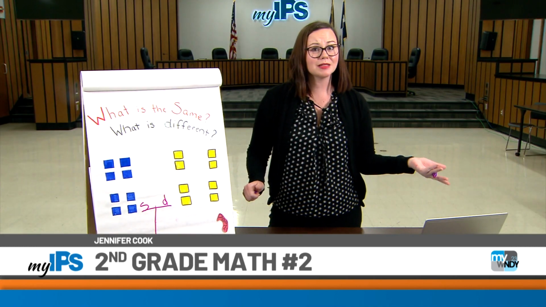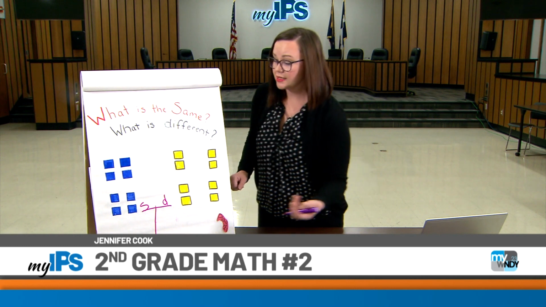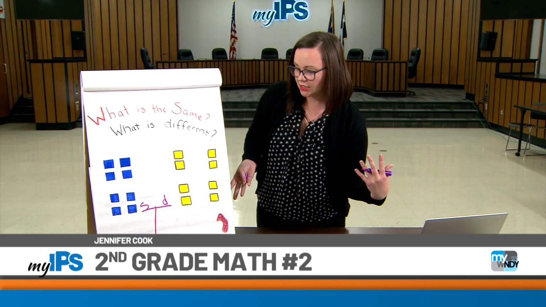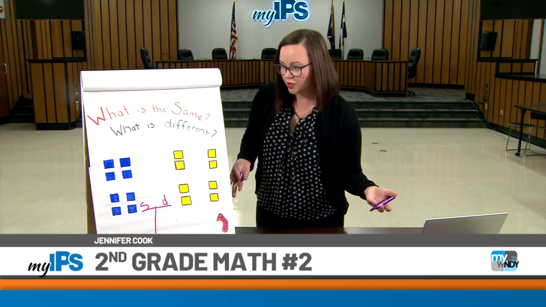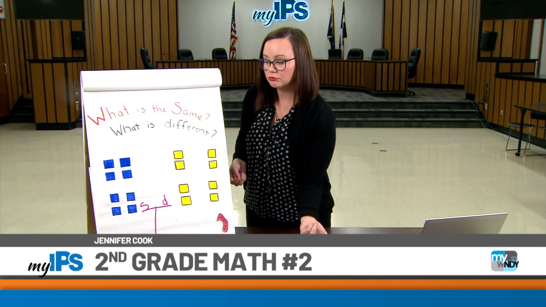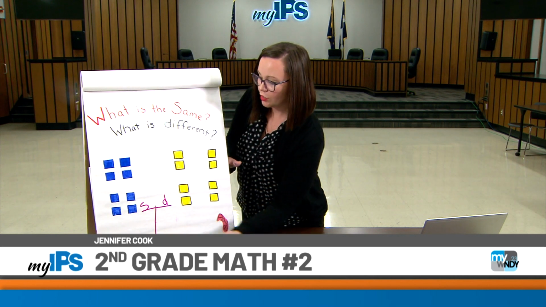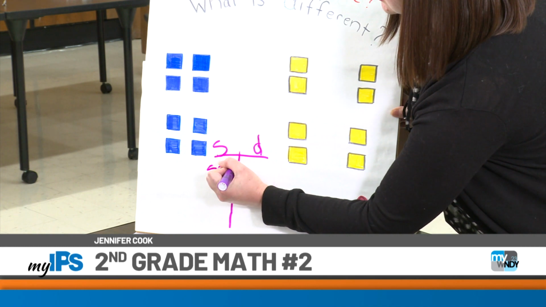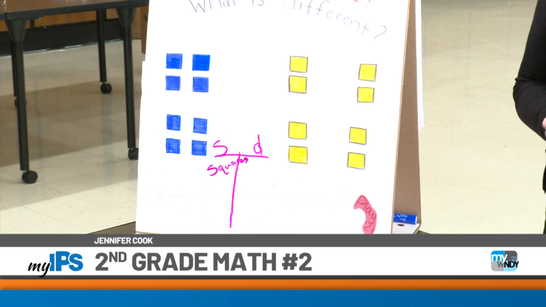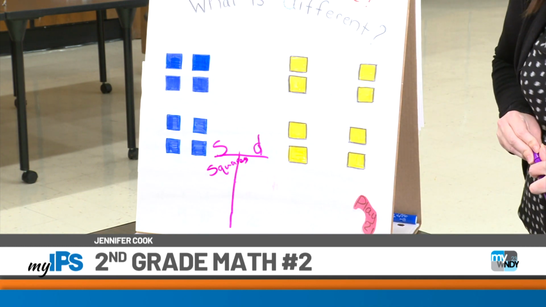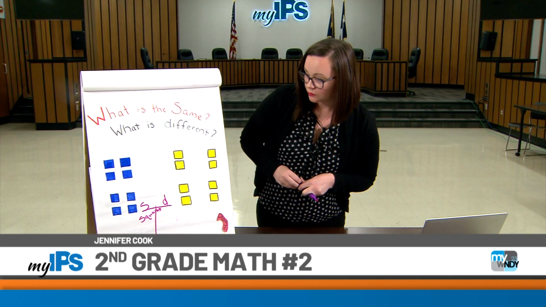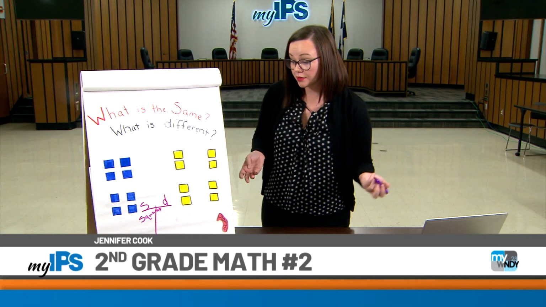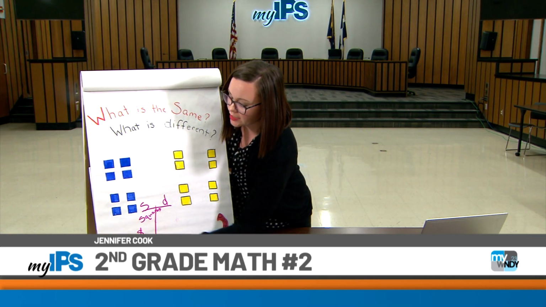And I'm just gonna write some things down that I see are the same and are different. So what is something that you see is the same in both pictures? Well, they are both squares. And what else? It looks like we have 8 squares on both pictures, so I can just write 8.